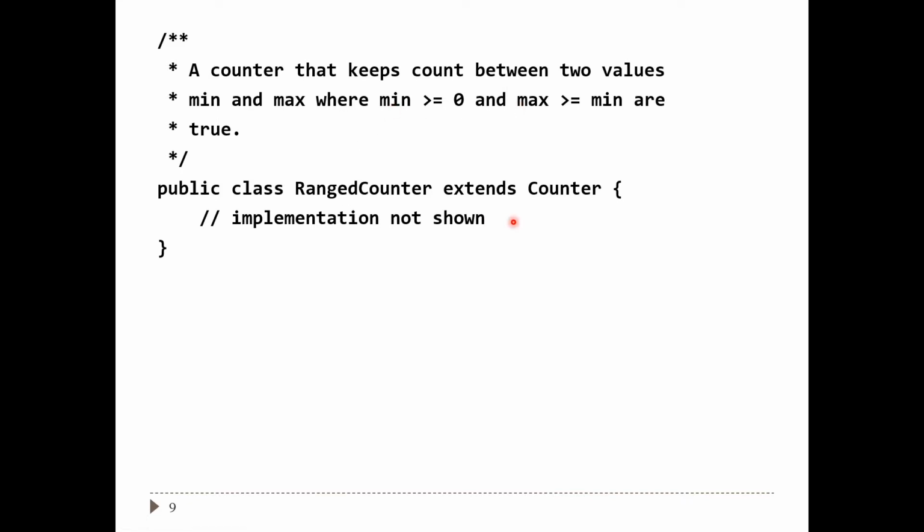So you would add 2 fields here, representing the minimum and maximum value of a ranged counter. The invariant for a ranged counter satisfies the inherited invariant from the counter class because a ranged counter promises that its value is always non-negative.